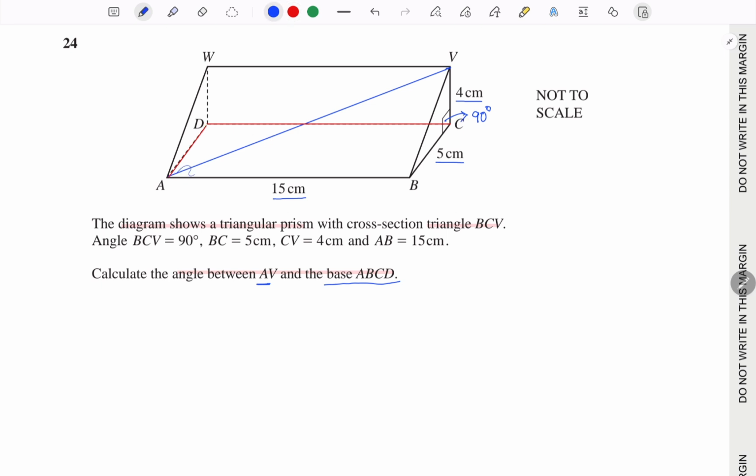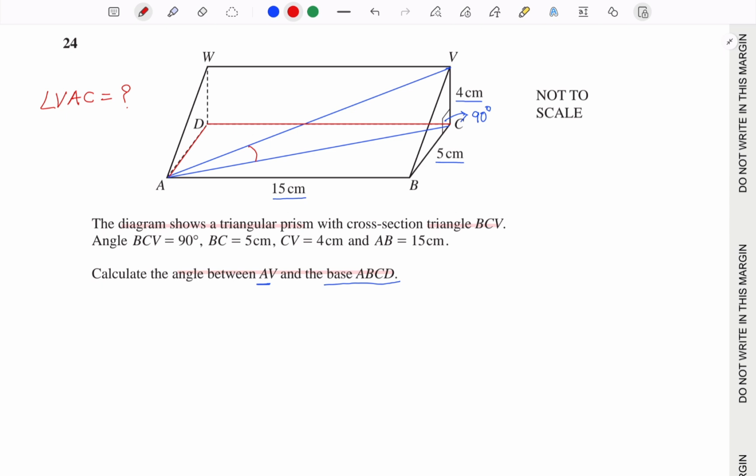Let's draw a diagonal to this rectangular base ABCD. Let's see how we can do this. This is A and this is C. Okay, I have drawn this diagonal, and we need to find the angle between AV and base ABCD. This is the angle that we need to find. Let me write that here. Angle VAC. We need to calculate the angle VAC. For that, we will need certain lengths. So let's start finding them one by one.